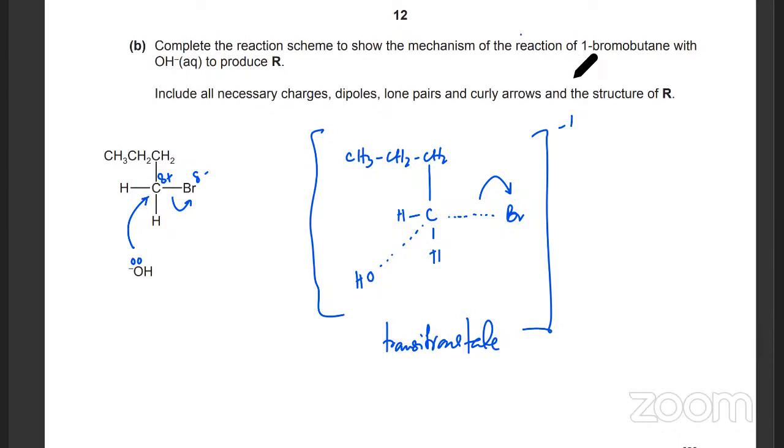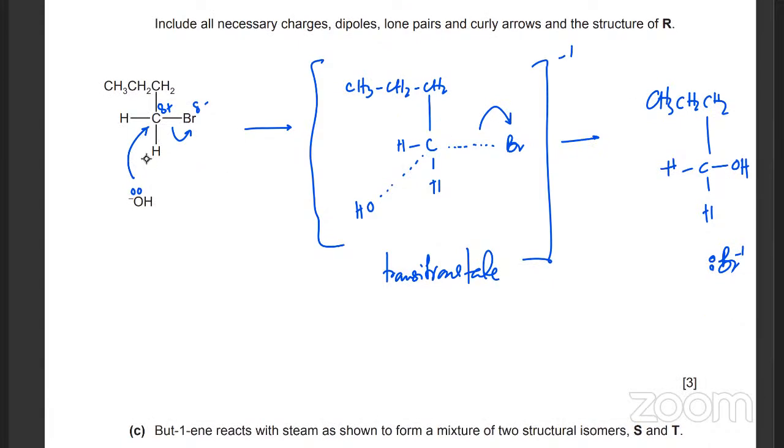And the last part is that the Br leaves, right? So you have this transition state and then the Br leaves. So CH3, CH2 and CH2, and then you have a carbon with H's, and you'll have OH, and the Br-1 has left. So pretty sure, how many marks was this? This was 3 marks, right? I'm pretty confident that they were just looking for this one.